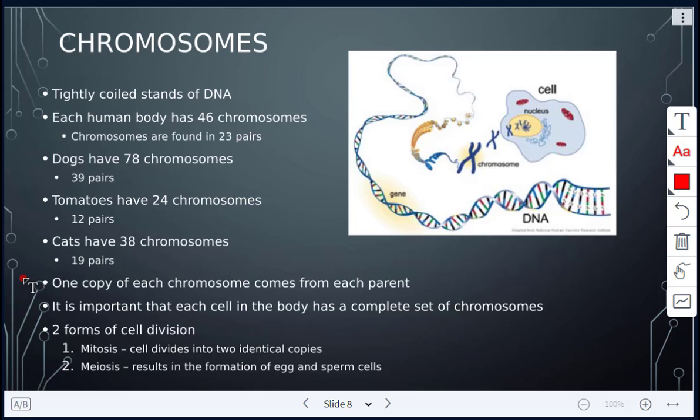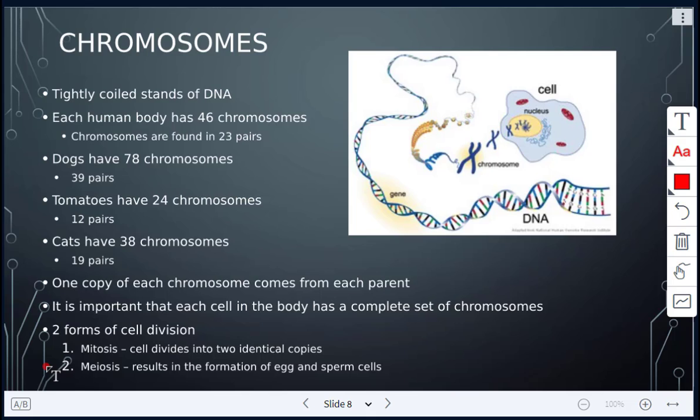Okay, and the reason we look at it that way is because one copy of each chromosome is coming from each parent. Okay, so from the male parent and the female parent. And then it's important that each cell in the body has a complete set of chromosomes. And we will be talking further about the 2 forms of cell division. The first form is called mitosis, and this type of cell division is where cells will divide into identical copies. And then we will also talk about meiosis, which is the formation of the gametes, which were the egg cells and the sperm cells.